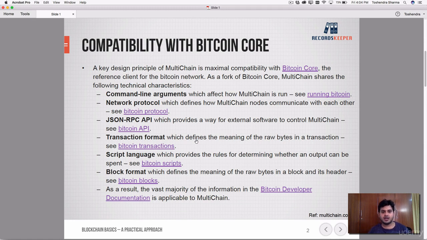by investing a limited time into it. Again, the script language, which provides the rules for determining whether an output can be spent or not, is quite similar to the Bitcoin scripts. Again, the block format, the structure of the block, using which we specify, okay, this is the block, this should be up on the top, this should be at the bottom, this should be in between, and how many bytes are representing this and that.